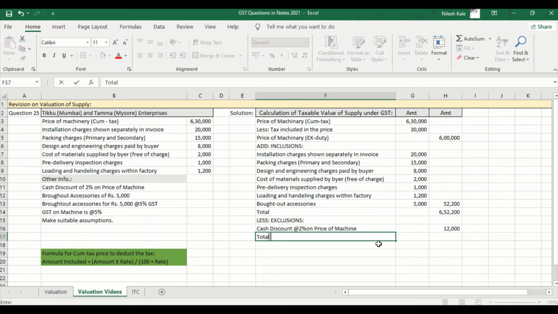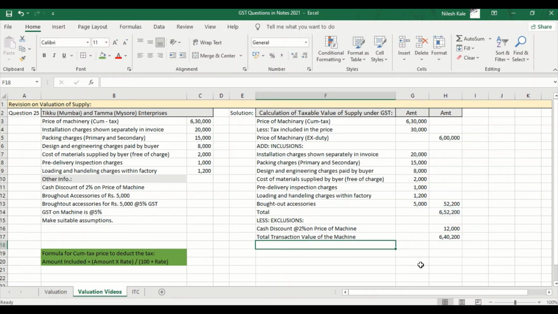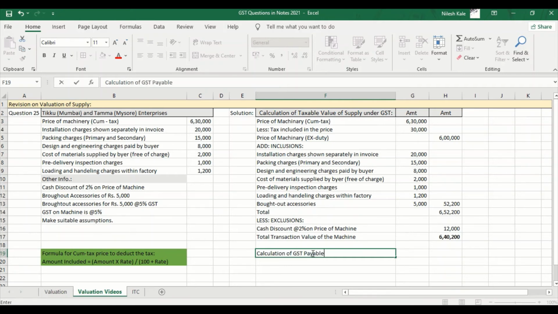So total transaction value, value of the machine is how much? It is equal to 6,52,000 minus 12,000. It is 6,40,200. This is what we have got. I will just pull this so that I can understand, right? So now what I will have to do is the calculation of GST payable. This is what I will have to do.